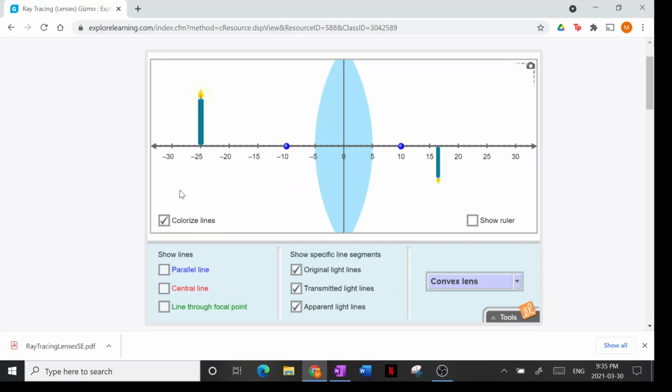Well, rule number 1 for lenses, a convex lens, is very similar. A ray that's parallel to the principal axis goes through the focal point. It's very much the same rule. The only difference is the focal point is actually behind the lens.